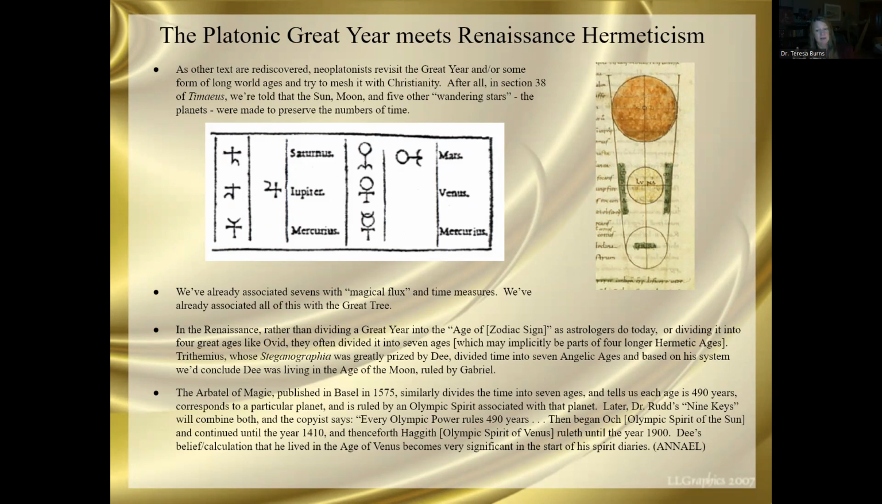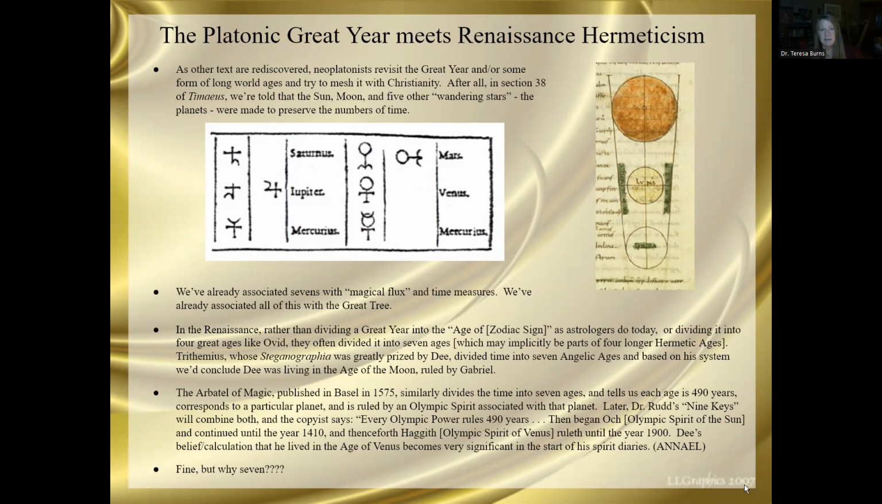But Dr. Rudd's age count doesn't match the Arbatel's. So if you're using the one that Dr. Rudd has, you're having the age ruled by the Olympic spirit of the sun go to 1410, and then you get the age of Venus starting. And Dee thinks he lives in the age of Venus. That will become very significant in his spirit diaries. Even before Edward Kelly comes, you see him writing Aniel there. Well, Aniel spelled differently and with an umlaut is associated with Venus. Also, there's an Aniel in the Book of Enoch, but that's another story.